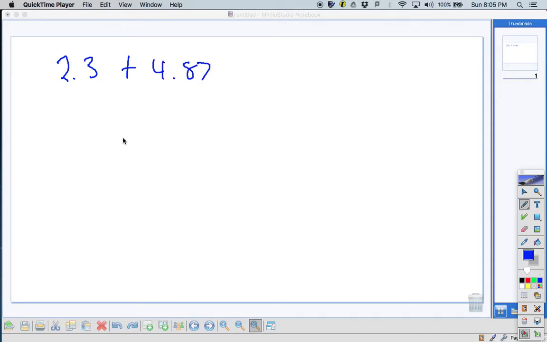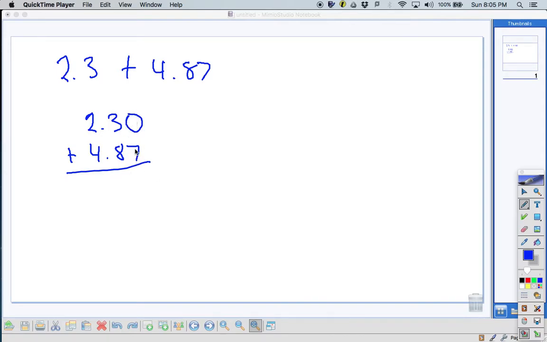4.87. Okay, when you're adding decimals, you need to line up the decimal point. Okay, and it doesn't matter what you put on top or bottom. So I'm going to put 2.3. And below it I'm going to put 4.87, and we're going to add these up. Notice the decimal points are lined up. Anytime you have a hole here without a number, you must put a 0 in that place.